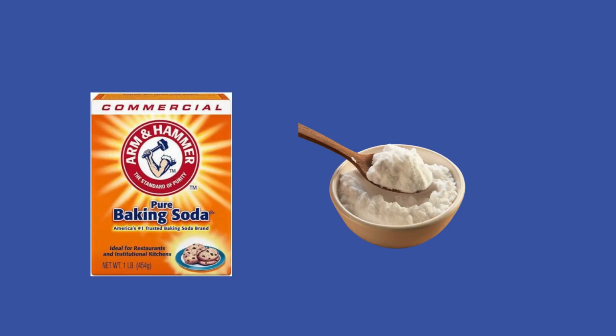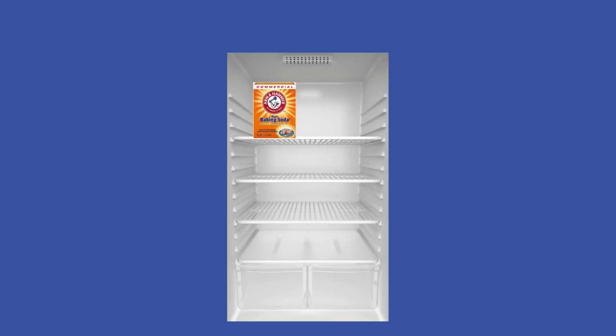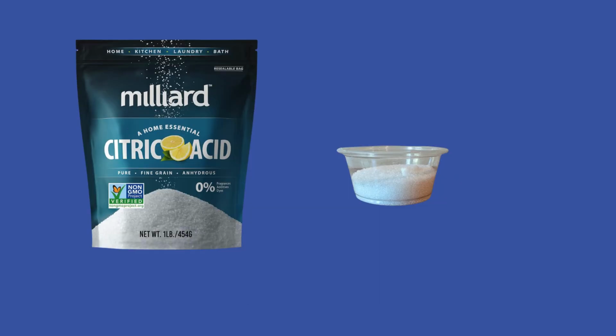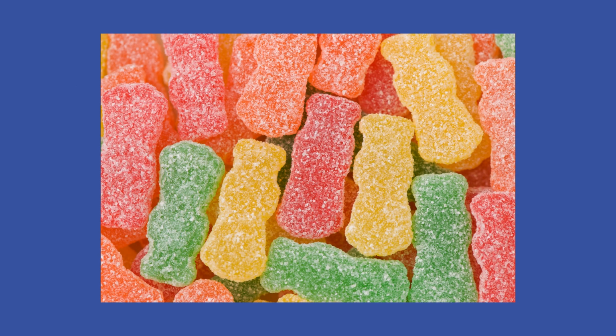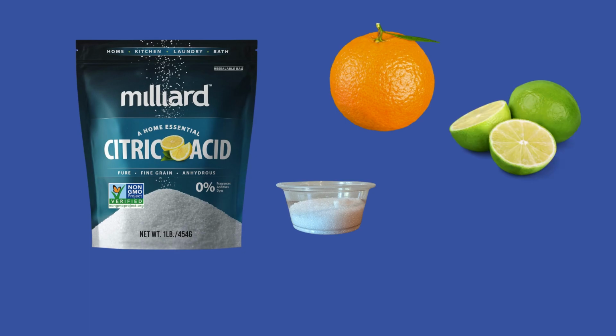You are probably familiar with baking soda. It is often used to clean, absorb smells, and also, of course, to bake with. You might not be familiar with citric acid, but if you've ever eaten a Sour Patch Kid, there is some citric acid on the outside of the candies. Citric acid comes from citrus fruits like oranges, limes, and lemons.